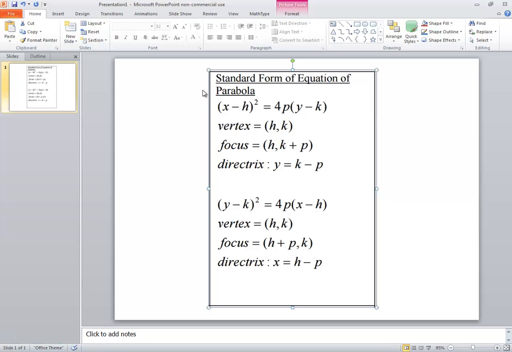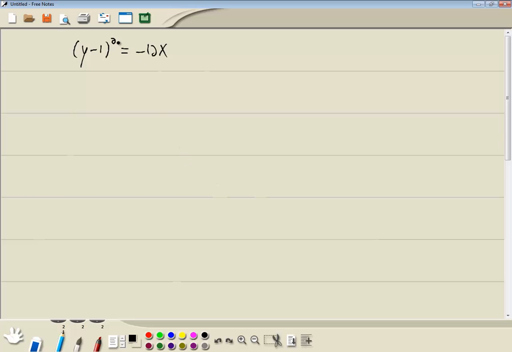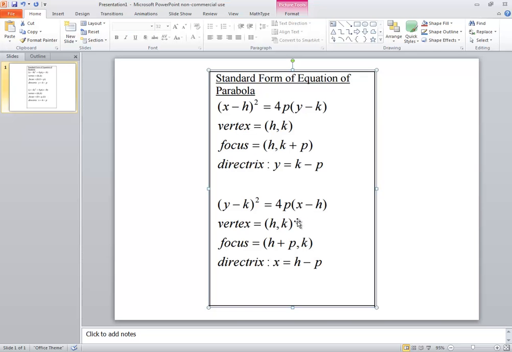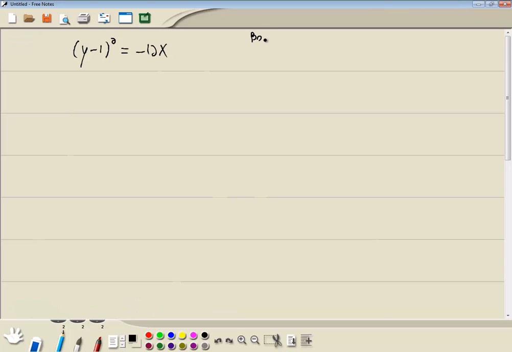We've got two formulas. In the top one, the square is on the x. In the bottom one, the square is on the y. Well, in this problem, the square is on the y, so it matches our bottom formula. Now our bottom formula says (y - k)² = 4p(x - h).